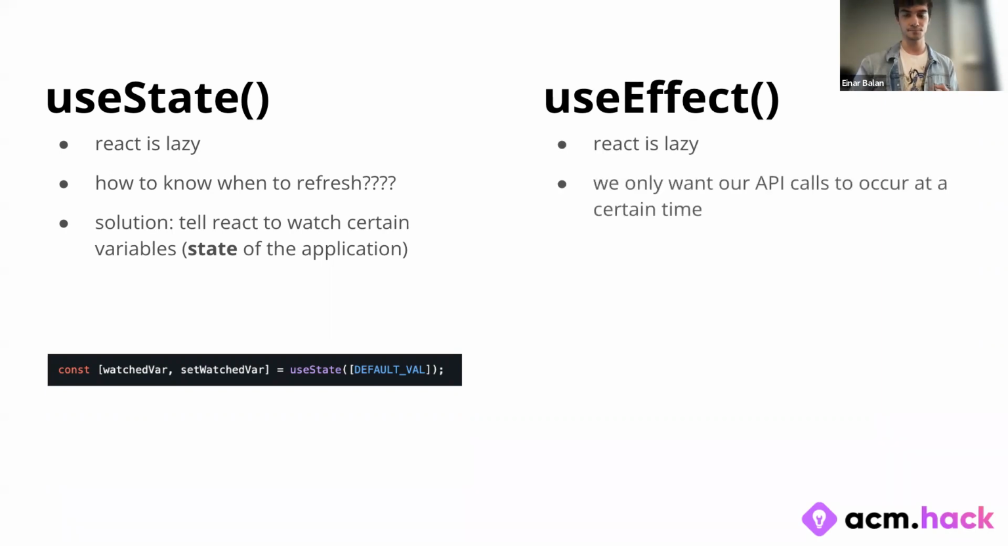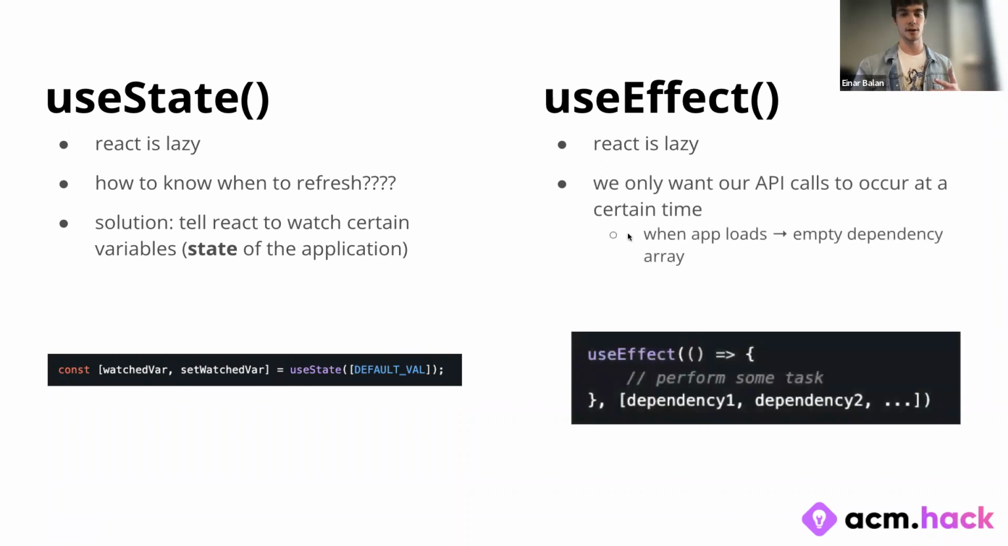And again, React is lazy. We only want our API calls to occur at a certain time, and that's when the app loads, right? So to do this, we just use useEffect, and we pass in some function here. It's going to perform some task, and then we also give it some dependency array, right? So this dependency array is the stuff that you want to watch. If it changes, then it's going to call this function here. And I know this is a lot. So if you haven't seen this before, I'm sorry. But I definitely recommend digging into it in depth. It's pretty important in the context of React.